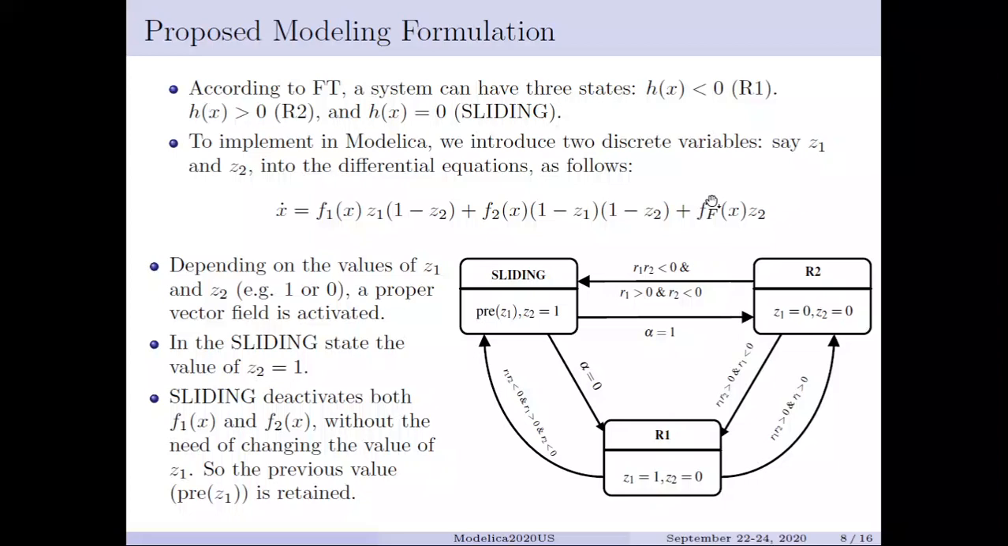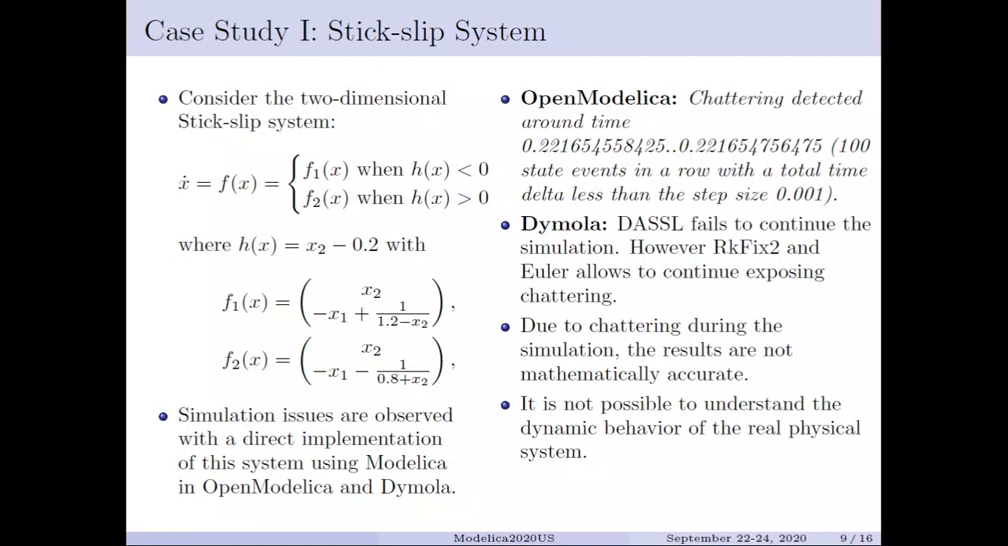Now, the conditions to choose the correct values of Z1 and Z2 are these, and all of these conditions are based on Filippov first order theory. During sliding, the sliding vector field is used, and in this work, these vector fields are derived analytically. So we have briefly presented the Filippov theory and the proposed modeling framework. Next, I will discuss three case studies implemented using our proposed formulation in Modelica.